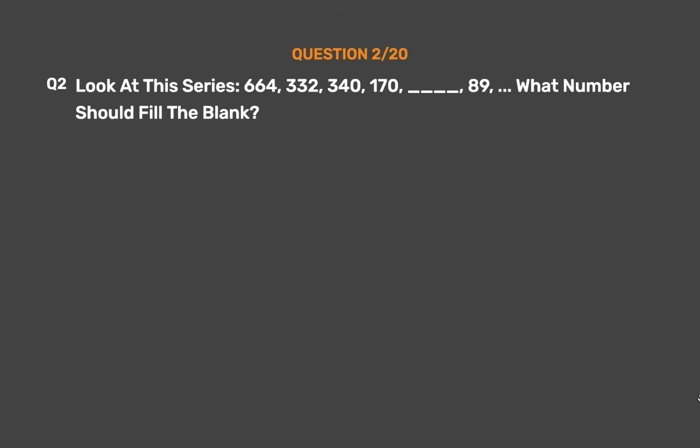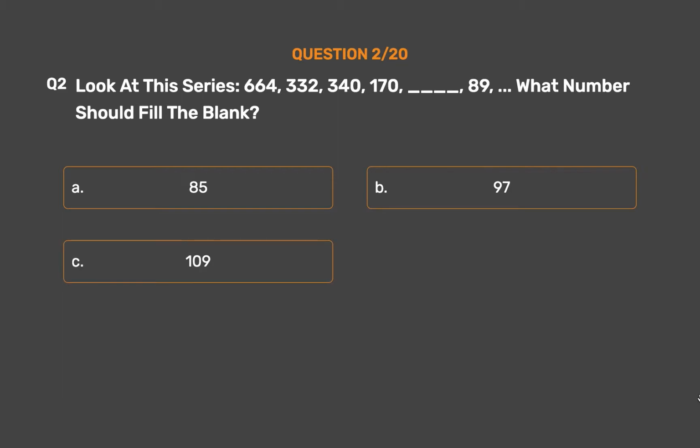Question number 2. Look at this series, 664, 332, 340, 170, underscore, 89. What number should fill the blank? Option A, 85. Option B, 97. Option C, 109. Option D, 178.